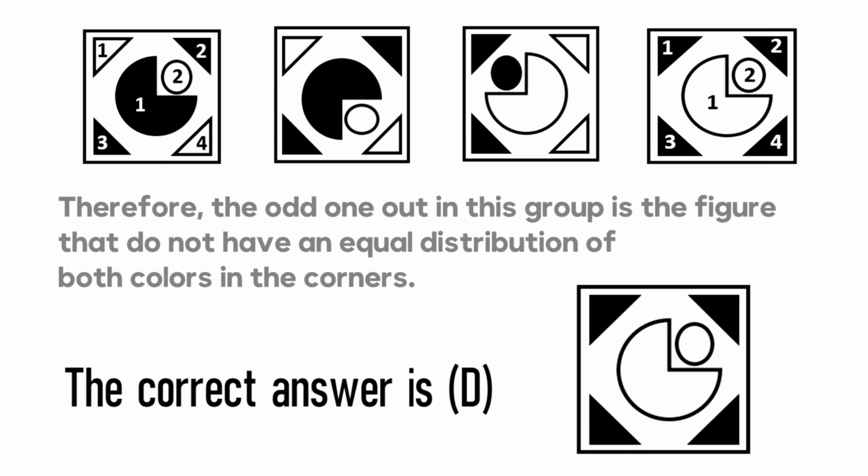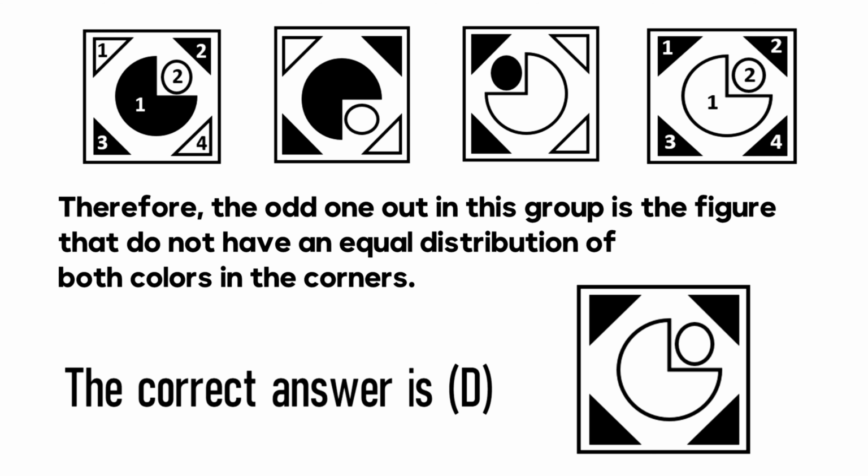This is why the odd shape, the shape that doesn't belong to the group, is the one that does not have equal distribution of all colors in the corners. So the correct answer here is choice D. Hopefully you've nailed this question and now know how to answer similar problems on the test.